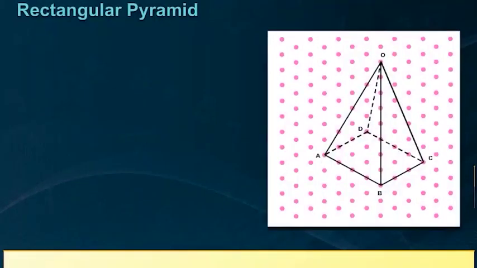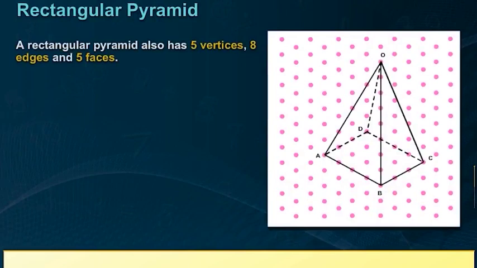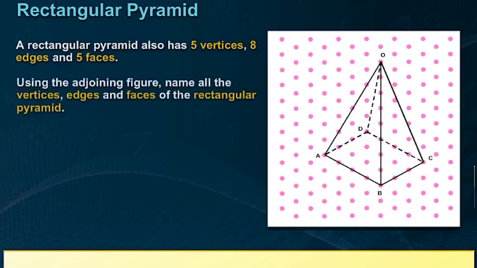Rectangular pyramid. A rectangular pyramid also has 5 vertices, 8 edges, and 5 faces. Using the adjoining figure, name all the vertices, edges and faces of the rectangular pyramid.